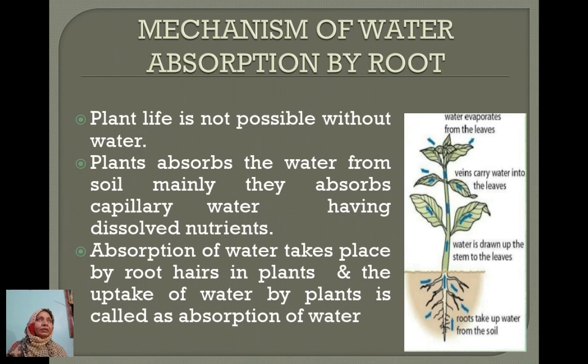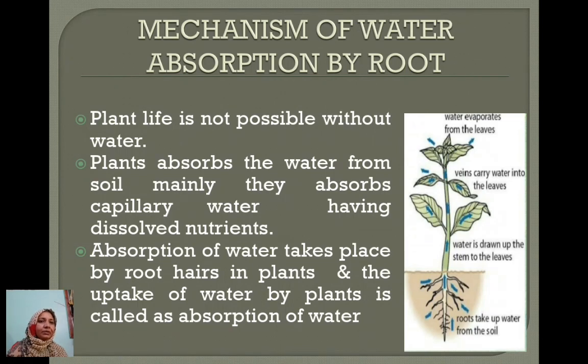As we know, life is not possible without water in the case of living things, and the same applies to plants. When the plant absorbs water from the soil, it mainly absorbs capillary water which has dissolved nutrients. Absorption of water takes place by root hairs which are present just behind the growing point of the plant, and the uptake of water by the plant is called absorption of water.